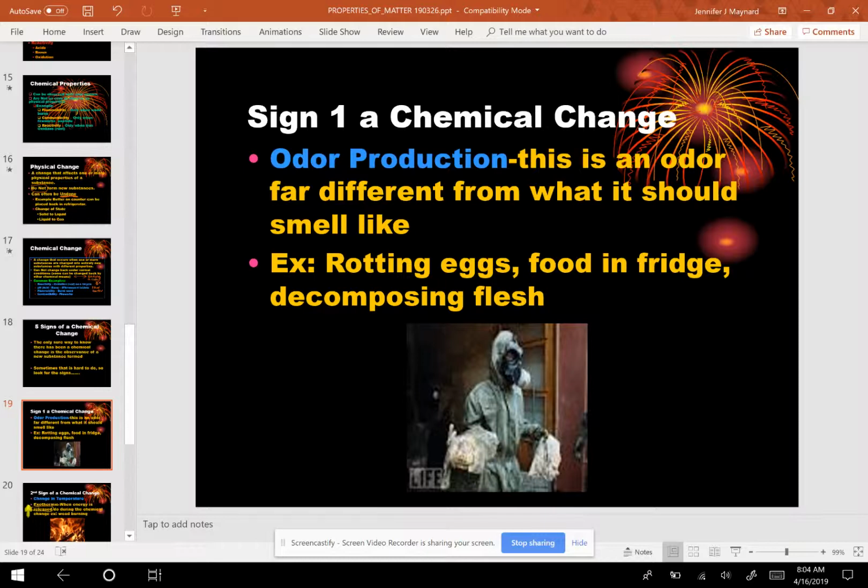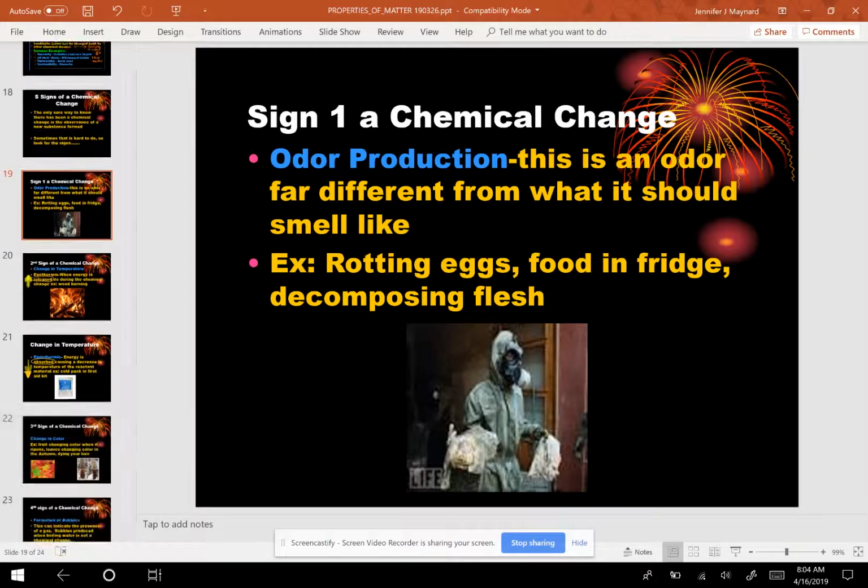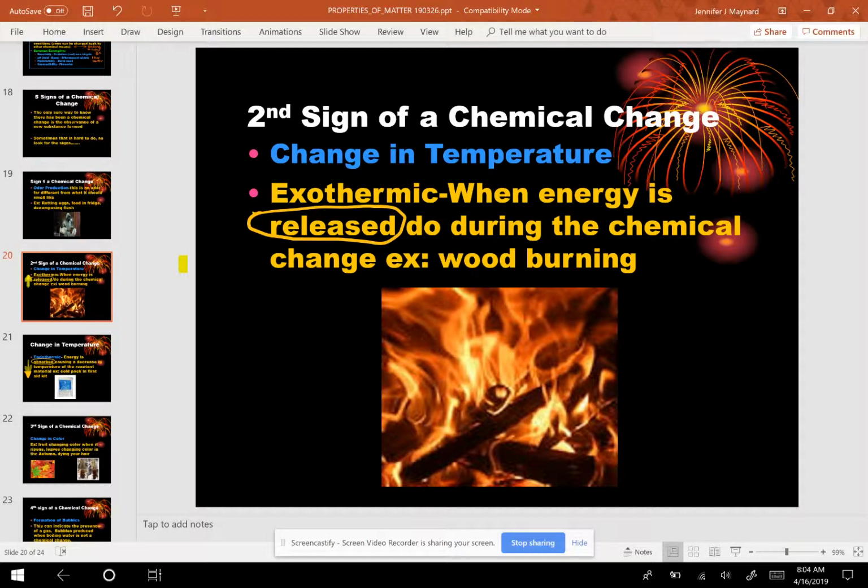It doesn't smell the way it did before. That's a sign of a chemical change. The second sign of a chemical change is a change in temperature. If you think about it, there are two changes in temperature we can have. We can have temperature changes that go up, and temperature changes that go down.